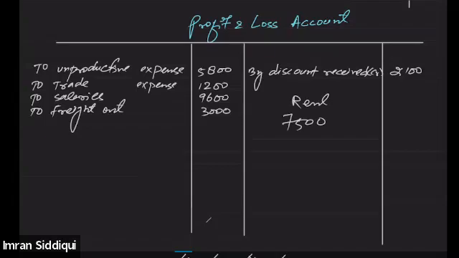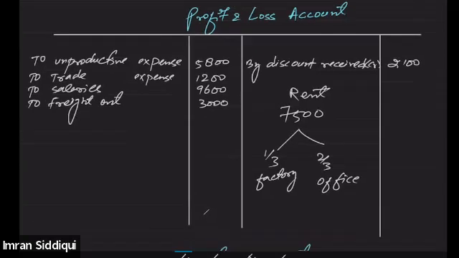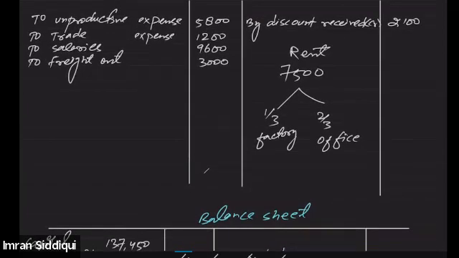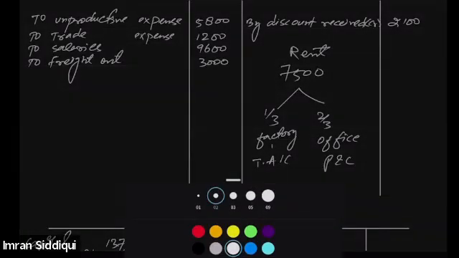All right, but out of this, 1/3 is in respect of the factory, and 2/3 is in respect of the office. The portion of rent which is in respect of the office needs to be recorded in the profit and loss account, and this proportion needs to be recorded in the trading account. All right. Does it make sense, everyone?